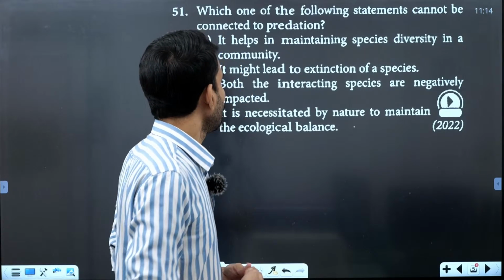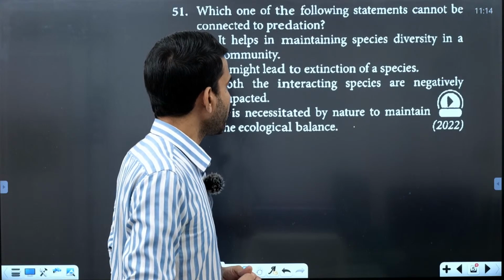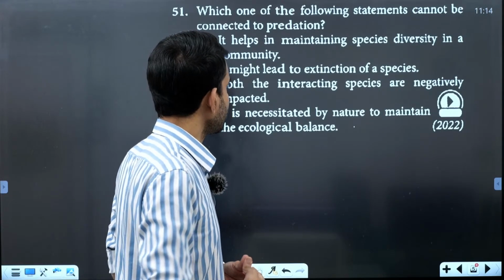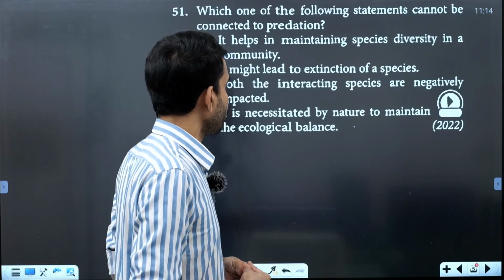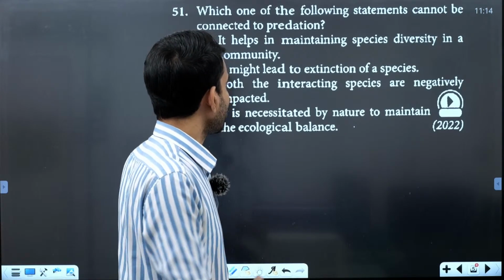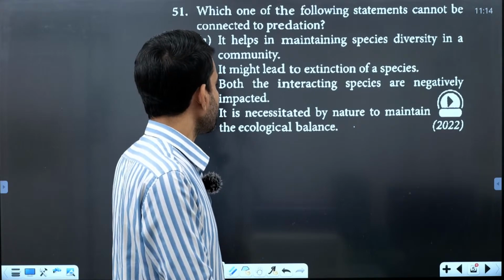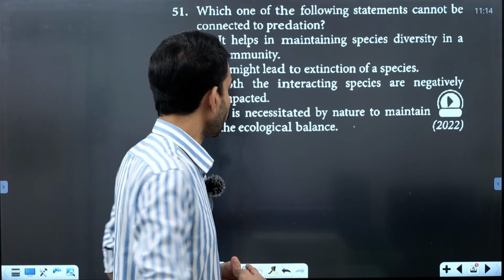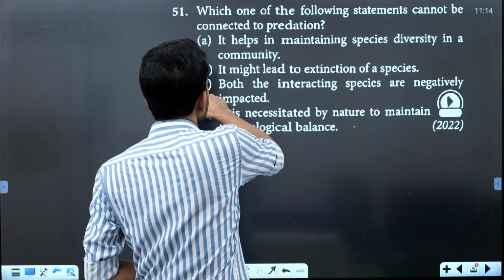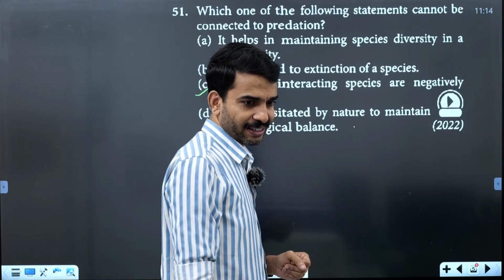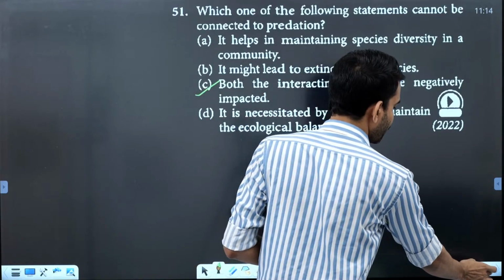So that is wrong. Last one, it is necessitated by nature to maintain the ecological balance. That is right. See, it is very much necessary for maintaining the ecological balance. That also we have seen, of course. So our answer is supposed to be C. Again, you predicted, I believe, right? Okay, that's good. So our next question.